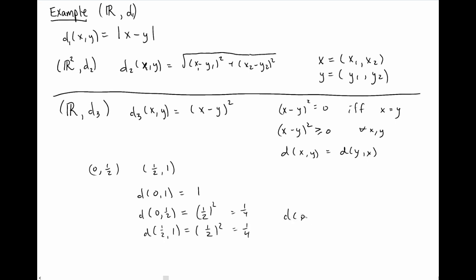But we see that D01 is not less than or equal to 1/4 plus 1/4, right? 1 is not less than 1/2, right? So this here is not a metric space. Okay, so now we have some fairly rudimentary examples of a metric space.